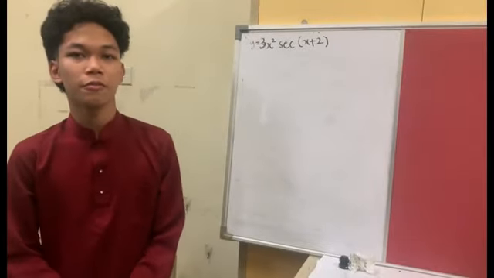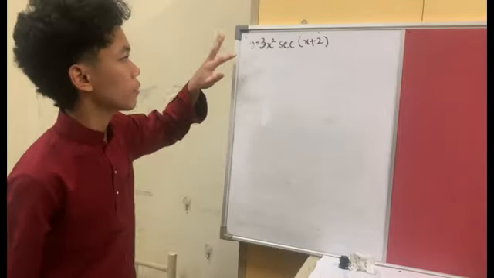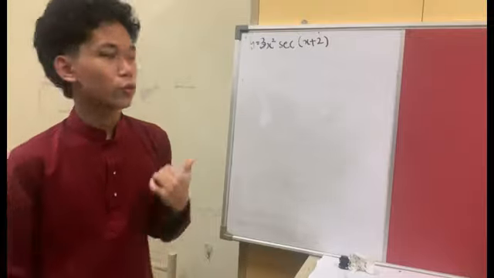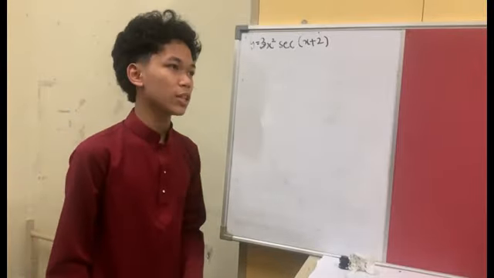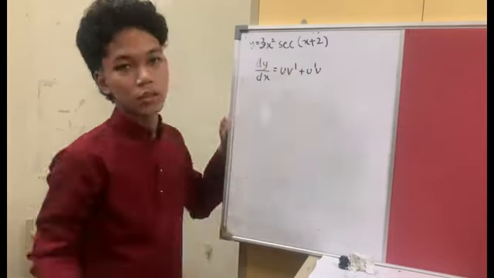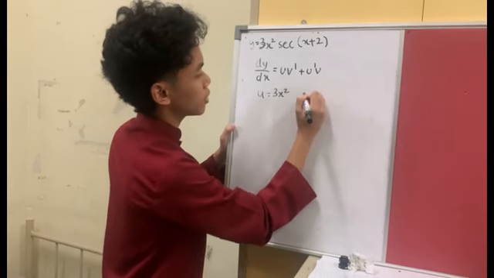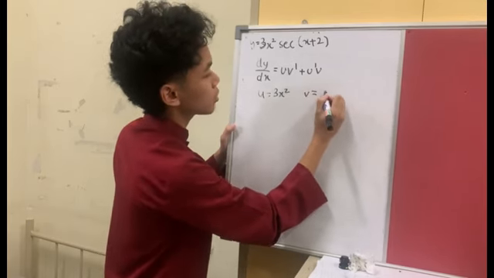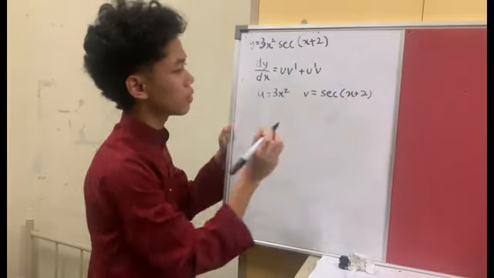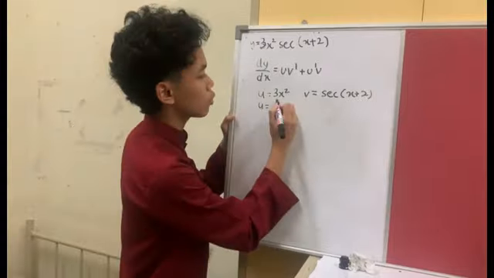Assalamualaikum, my name is Irfan and I'm going to be doing question 2. Part A, we are going to be solving y equals 3x squared sec x plus 2. So to do this question, we are going to be applying the product rule. For the u, it is 3x squared. For the v, it is sec x plus 2. We have to find the u prime and v prime.